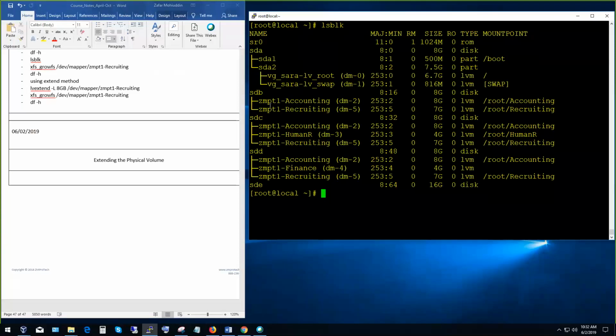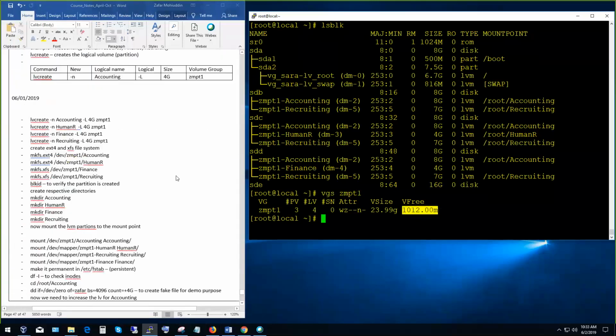Okay, so we look at ZMPT1, it's out of space, right? So we do VGS ZMPT1, and we're looking at it here. So we have 3 physical drives, and it has 4 partitions in it, and then it has only 1 gigabyte of disk space free here. Okay, so let's take a look.